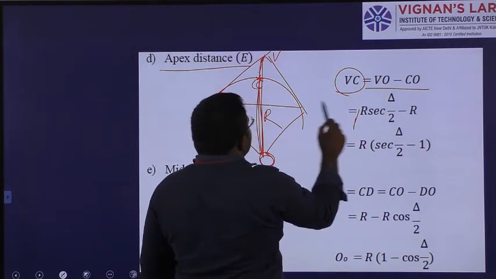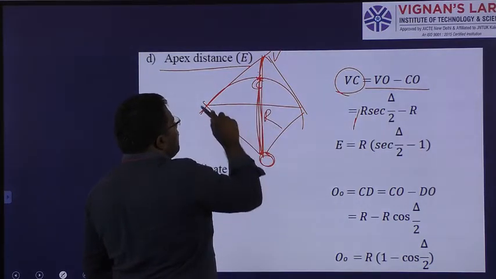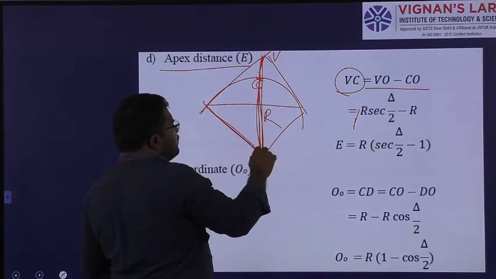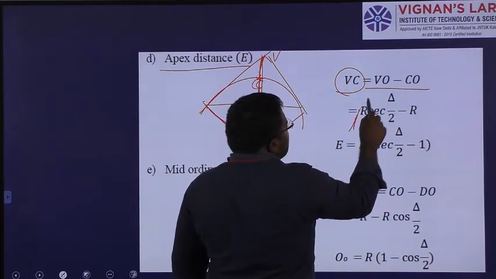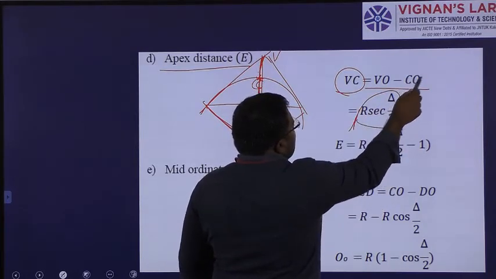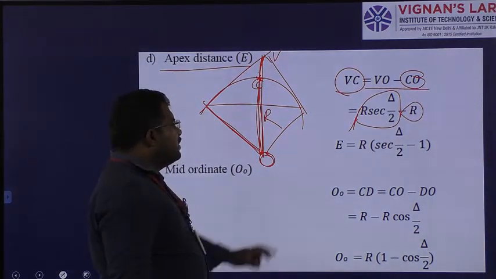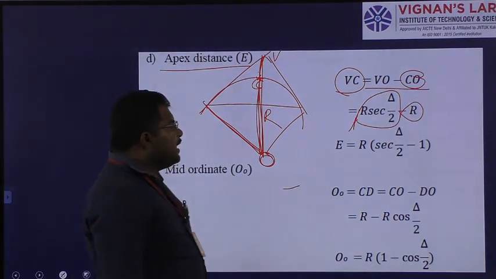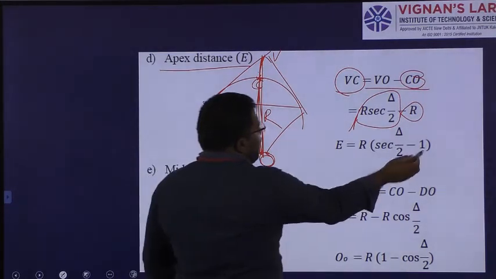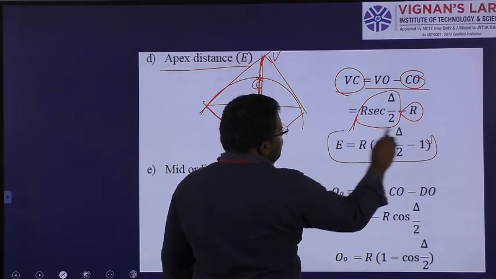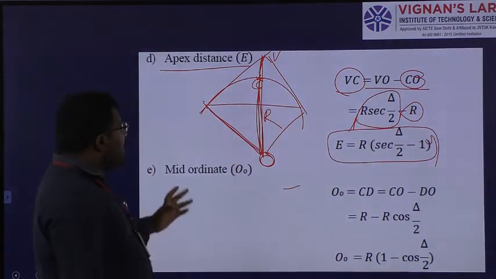VO is equal to R secant delta by 2, from here to here. CO is nothing but the radius, that is the R value. So now E is equal to R secant delta by 2 minus R, that is R into secant delta by 2 minus 1. So this will be equal to the apex distance.